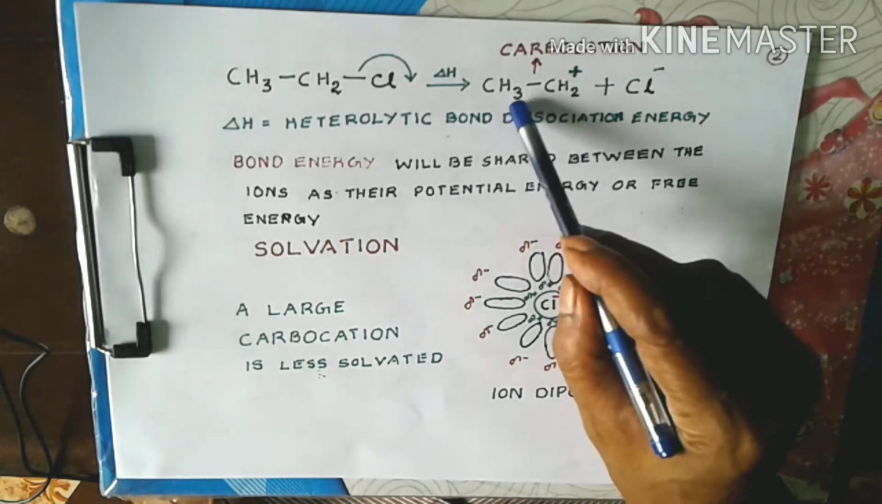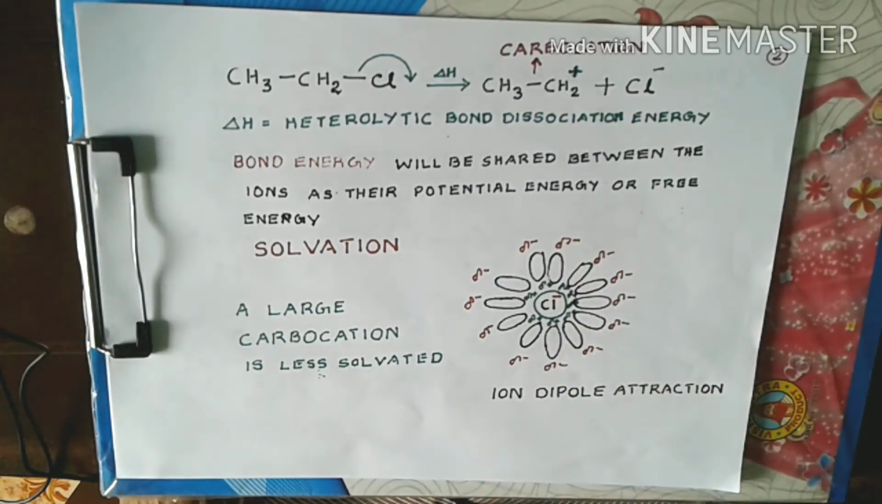Since a carbocation like ethyl carbocation is larger in size than a chloride ion, the solvation will be less effective for stabilizing it, and so it will be highly unstable. So, in general, we can say that a carbocation is unstable due to the potential energy acquired by the cation when it is formed from a molecule.